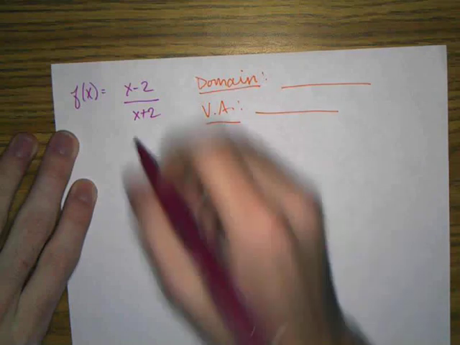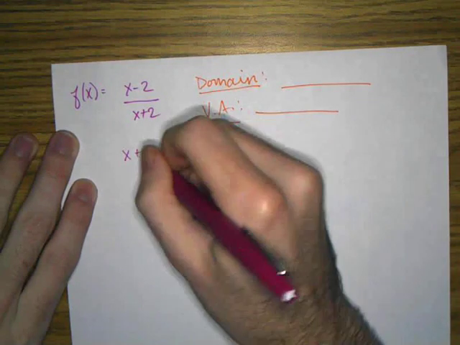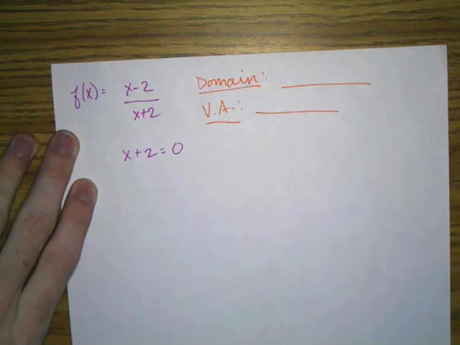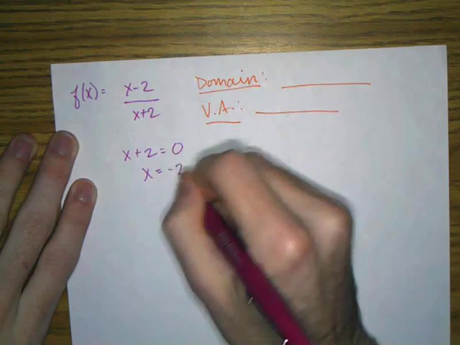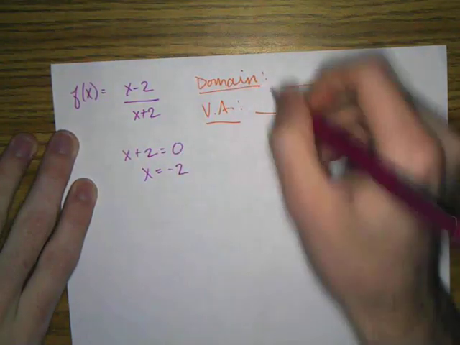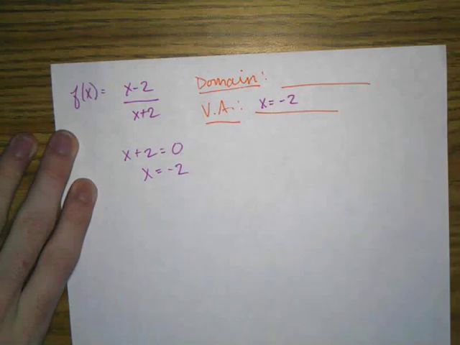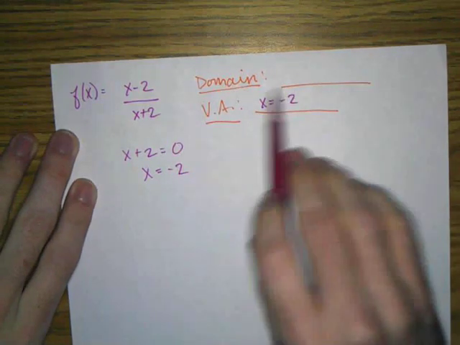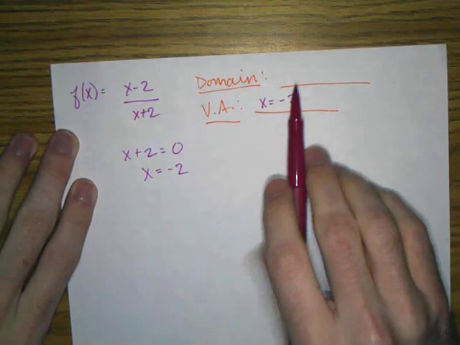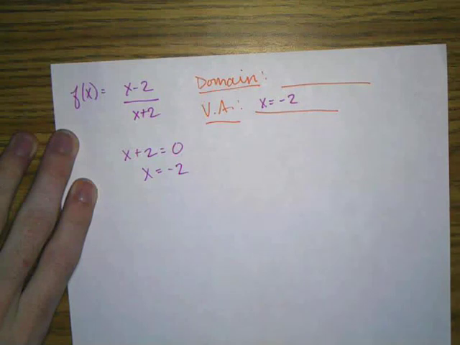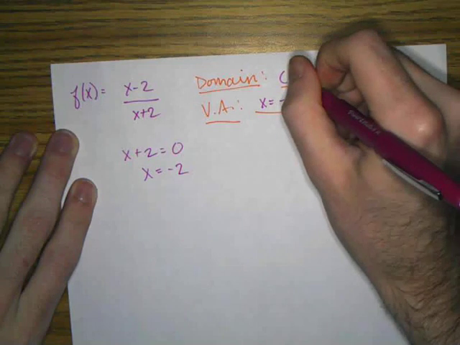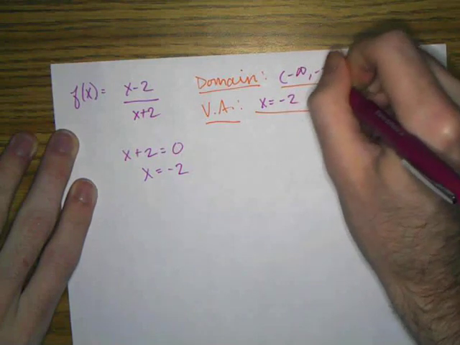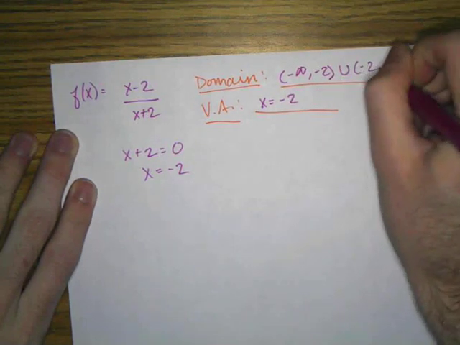So to find any vertical asymptotes, we said that we can take the denominator and set it equal to 0. So the denominator goes to 0 at x equals negative 2. So we have a vertical asymptote at x equals negative 2. Now remember on this last page of notes, we said that the domain is all real numbers except for what makes our denominator go to 0. So we can say that our domain goes from negative infinity to negative 2, union negative 2 to infinity.